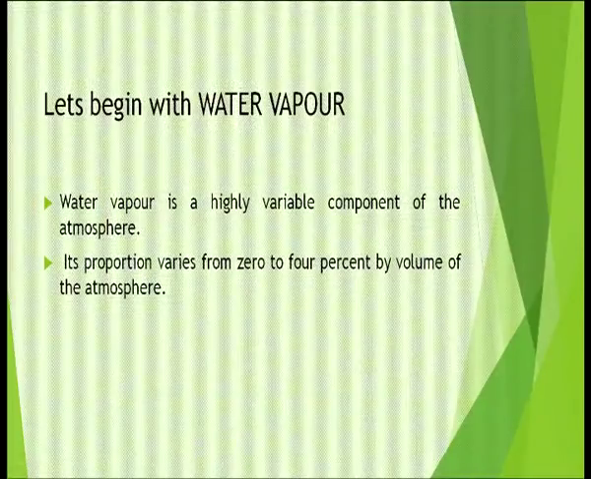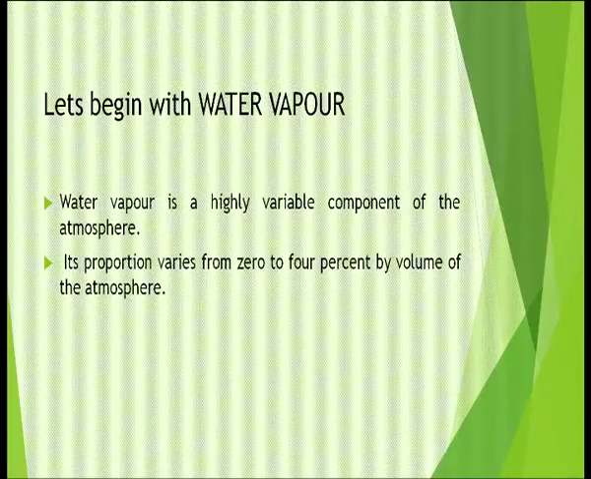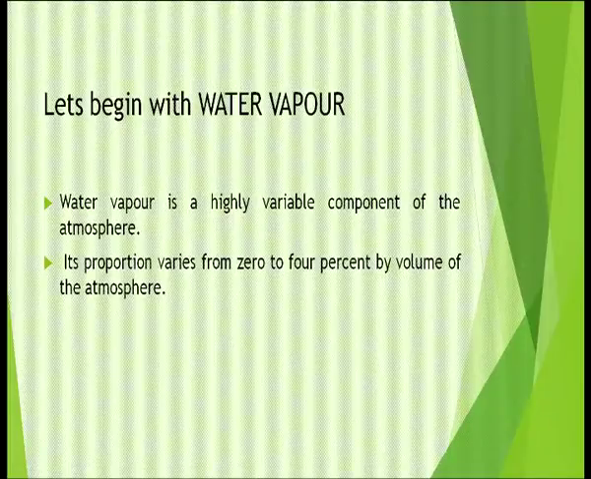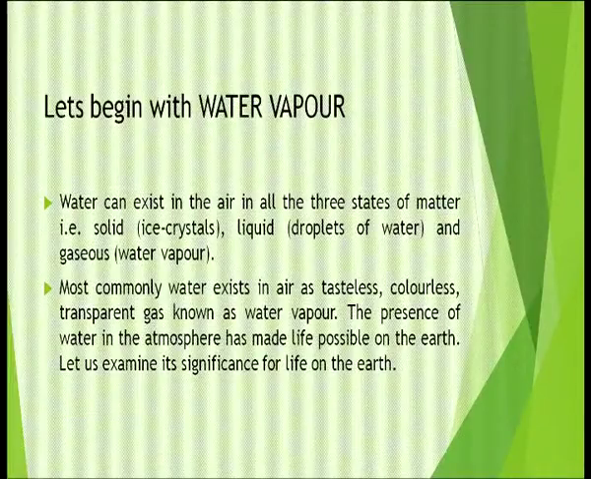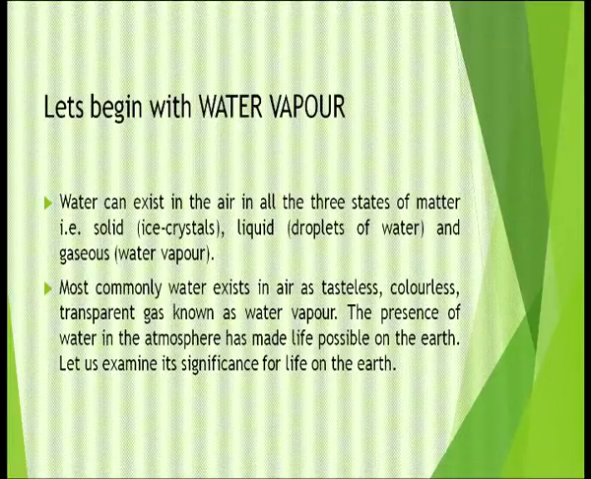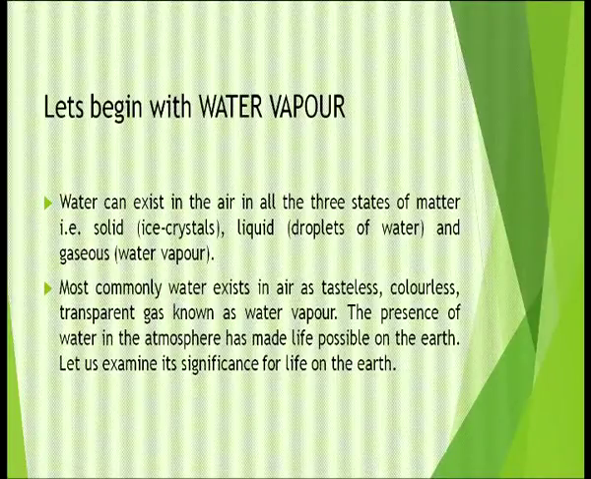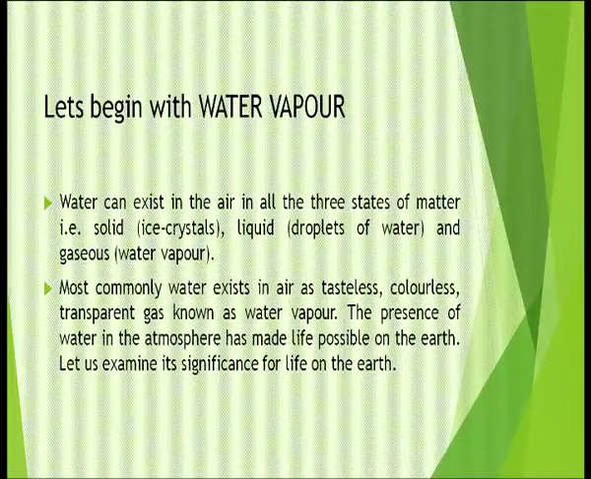Let's begin with water vapor. Water vapor is a highly variable component of the atmosphere. Its proportion varies from 0 to 4% by volume of the atmosphere. Water can exist in the air in all the three states of matter, that is solid, ice crystals, liquid, droplets of water, and gaseous, that is water vapor. Most commonly, water exists in air as a tasteless, colorless, transparent gas known as water vapor.